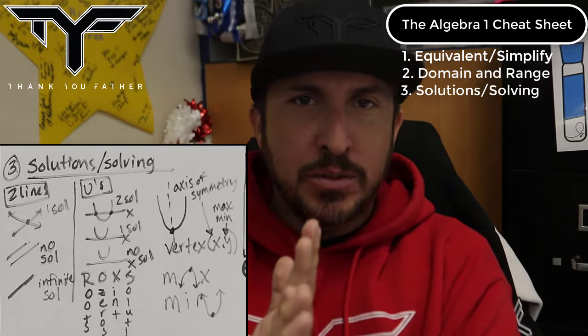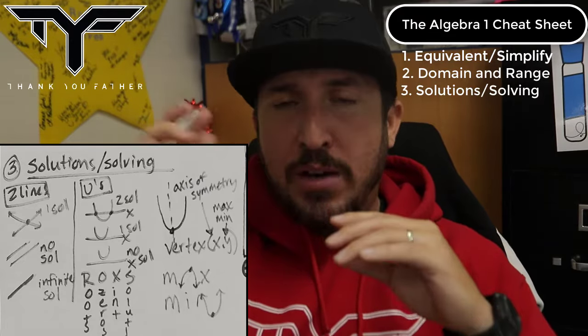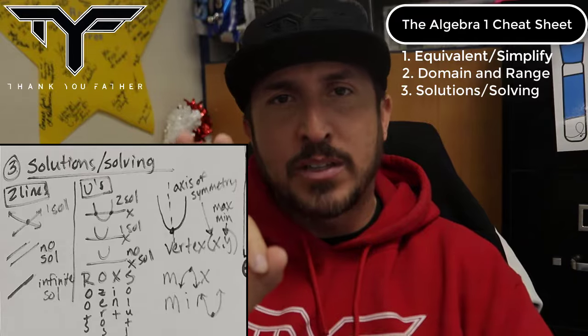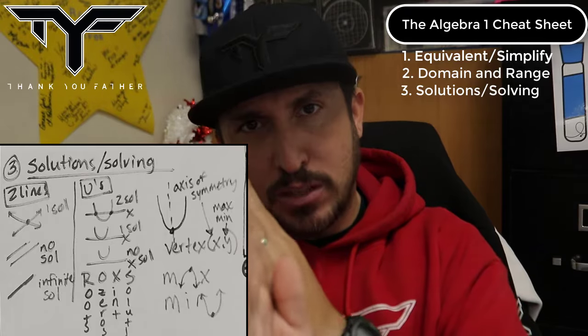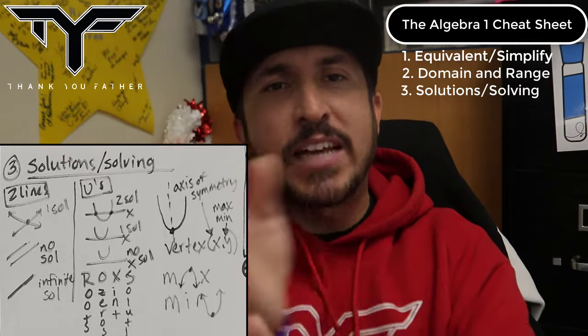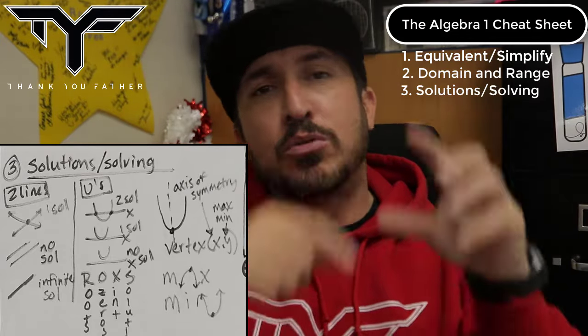This is infinite solutions. There, you're done. Whenever you have 2 lines, those are the only 3 possibilities that you can have. You can have one solution, no solutions, or infinite solutions when they're right on top of each other. Okay, now next to him, you're gonna write U's.